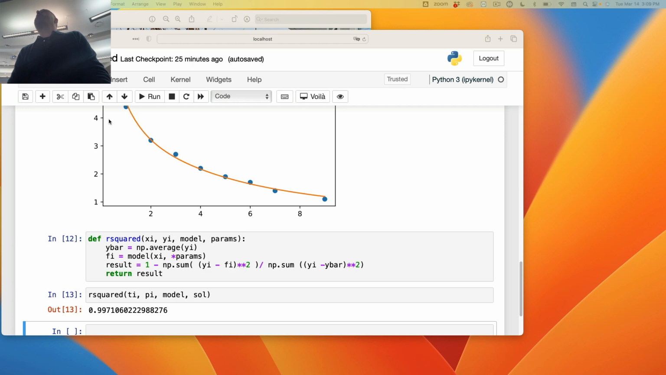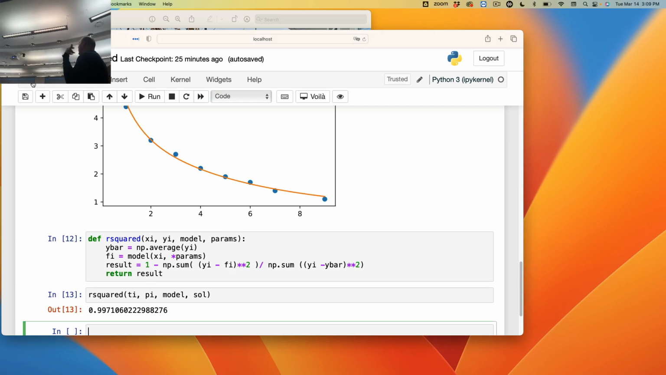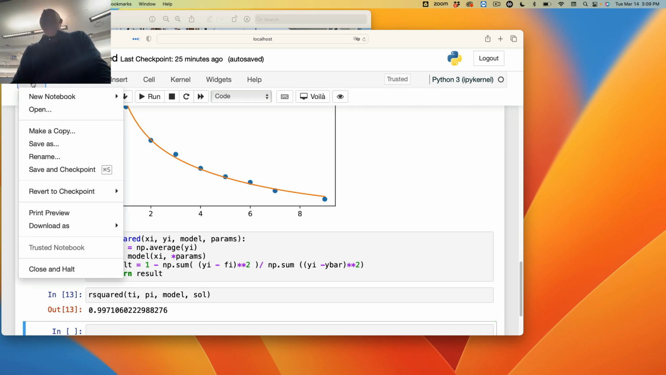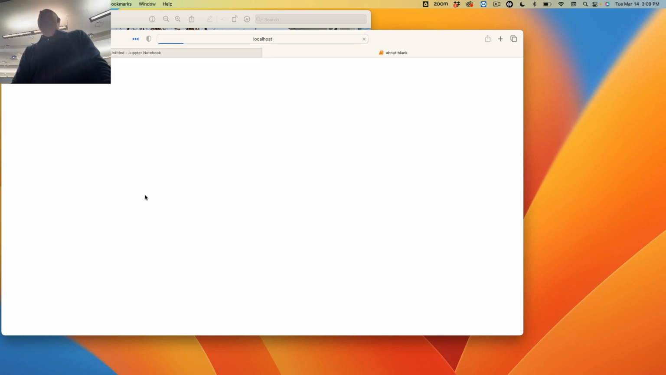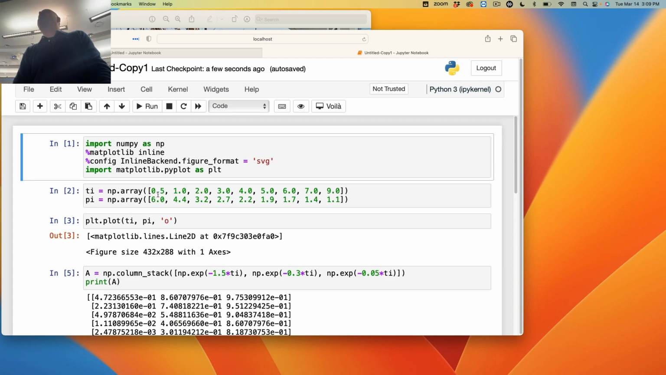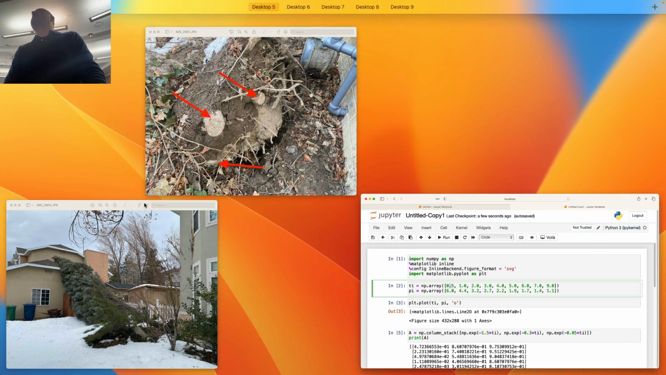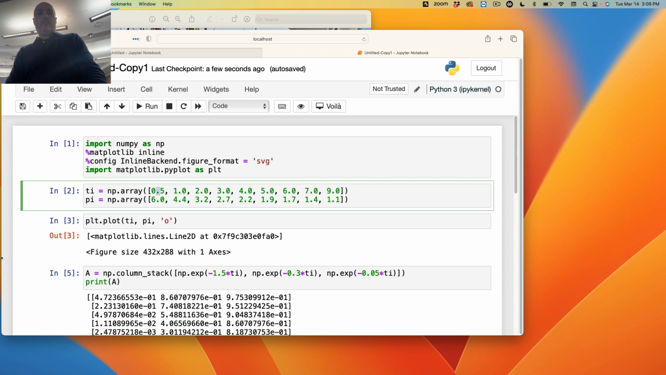So I'm going to go ahead and copy this notebook. Keep these notebooks with you, because we're going to come back to them and solve them another way. I'll just make a copy of this notebook. We only need to change the data here.